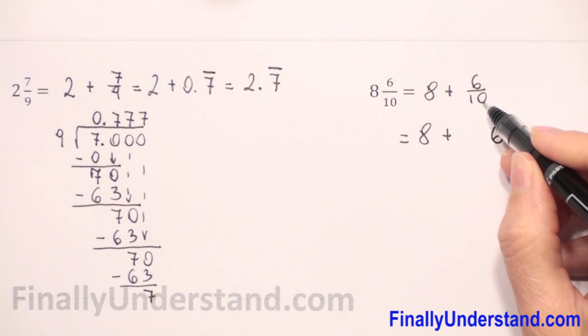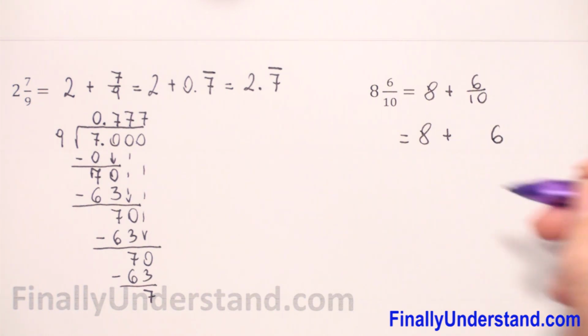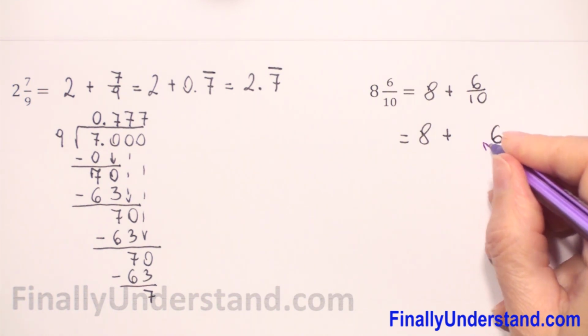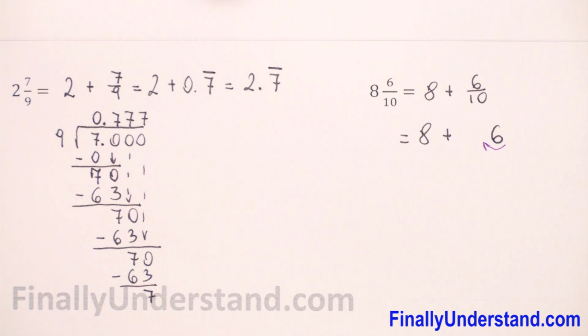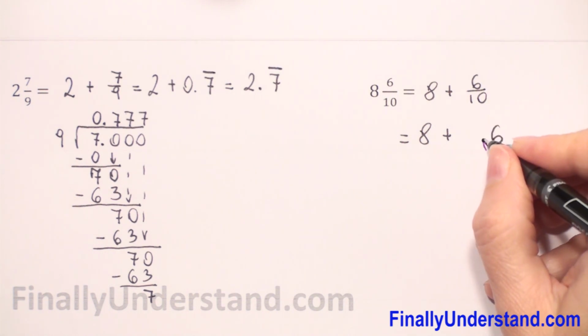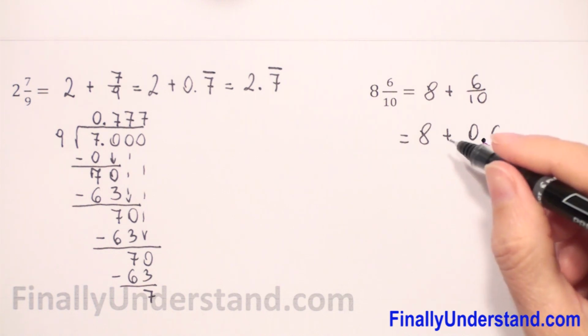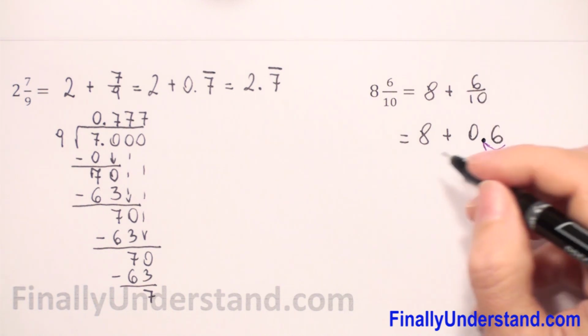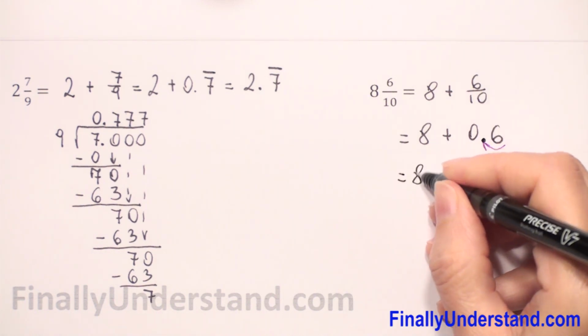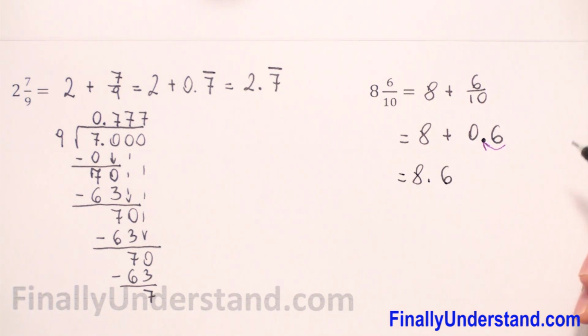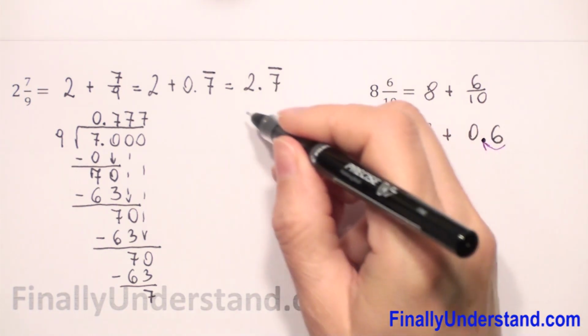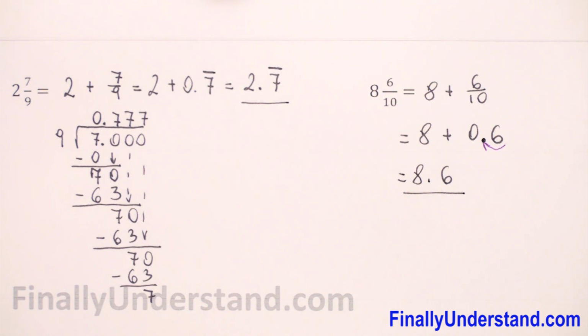There is 1 zero in the denominator, so we count 1 digit from right to left because we have 1 zero, so here will be the decimal point and we have to add 0. So 8 and 6 tenths is 8.6 as a decimal. This is my solution.